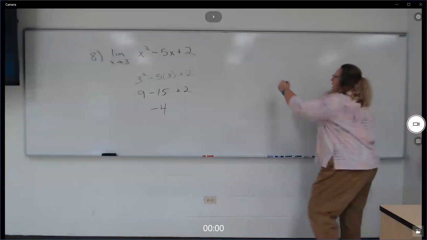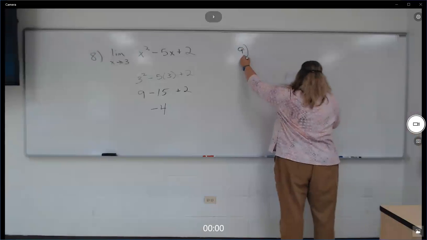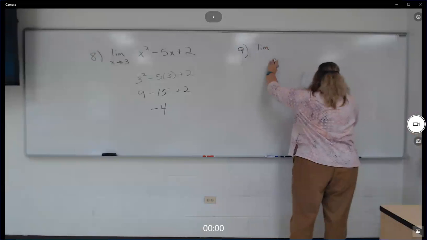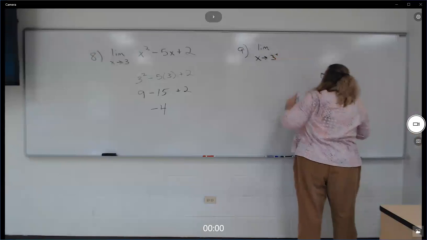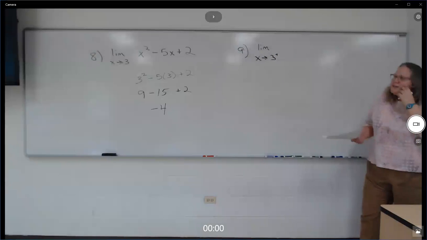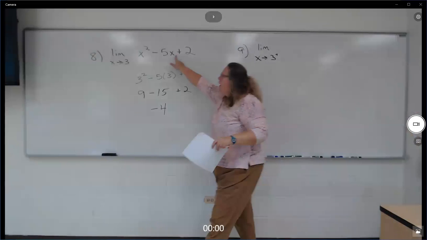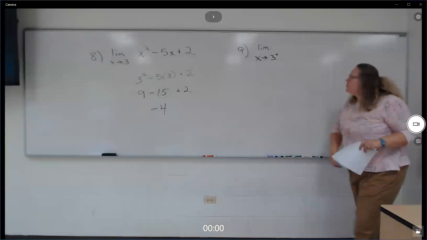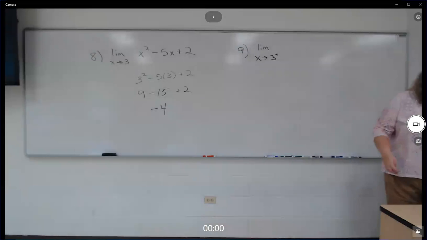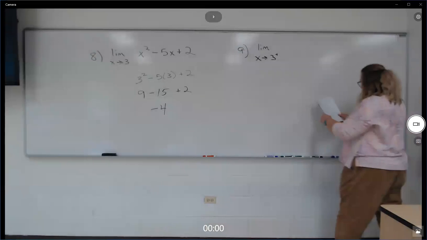All right, let's take a look at 9. The limit as x approaches 3 from the plus side, which technically I could do anywhere. I could do the plus anywhere, but usually when I do it, that means there's an issue. So keep that in mind.